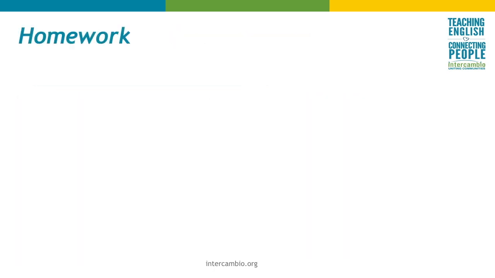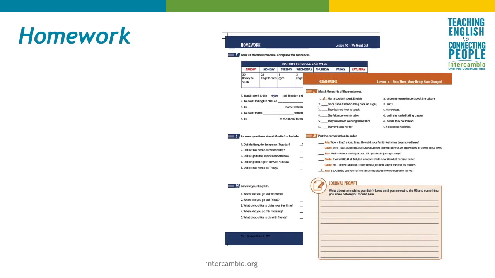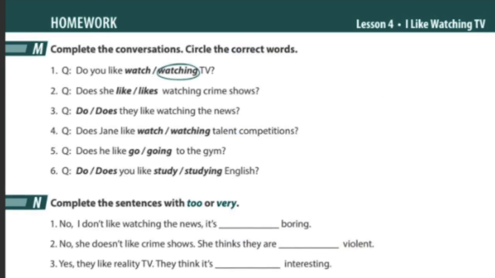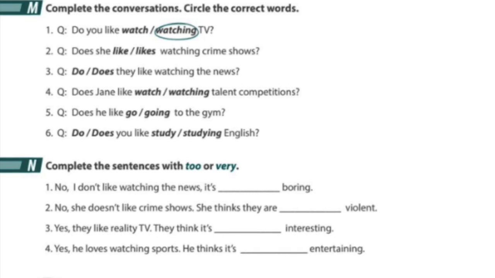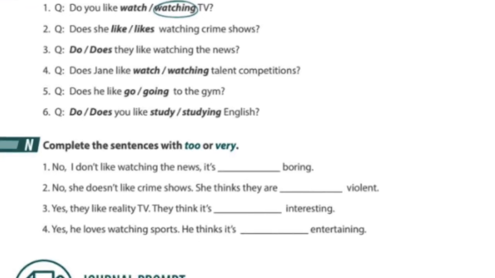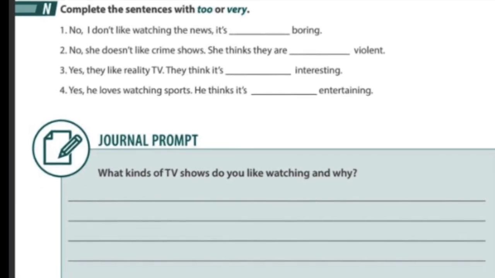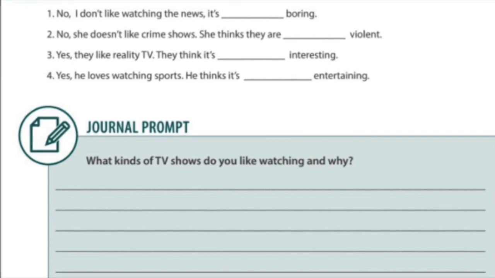Finally, every lesson in Confidence and Connections has a homework page. We feel that it's important to assign something concrete for homework every class in order to encourage students to get some practice between class sessions. The activities on the Confidence and Connections homework pages mimic the grammar practice activities from that lesson. In levels 2 through 5, there is also a journal prompt, which is a great way to help your students practice fluency in their writing.